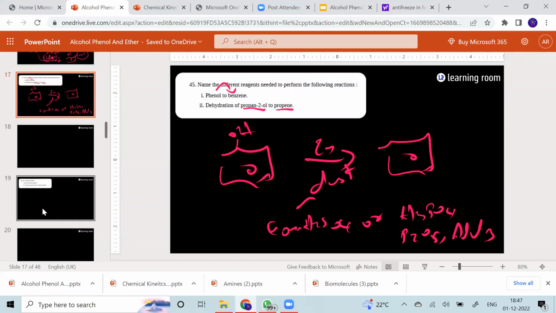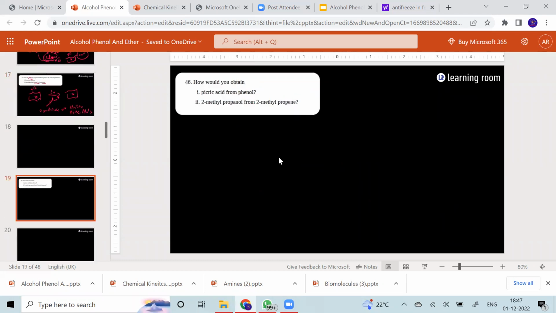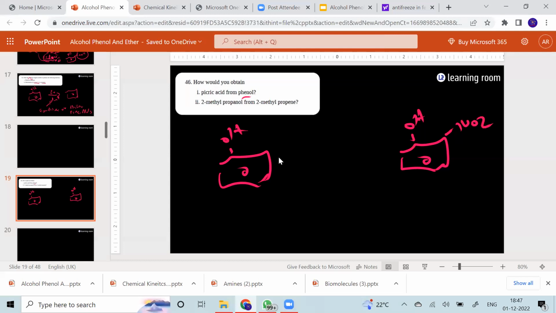Okay, next. How do you obtain picric acid from phenol? Now look at this. What is picric acid? Picric acid, where is it present? Anybody knows? This one. What is picric acid? 2,4,6-trinitrophenol. This is what is called your picric acid. Okay, where is it present? Do you know?